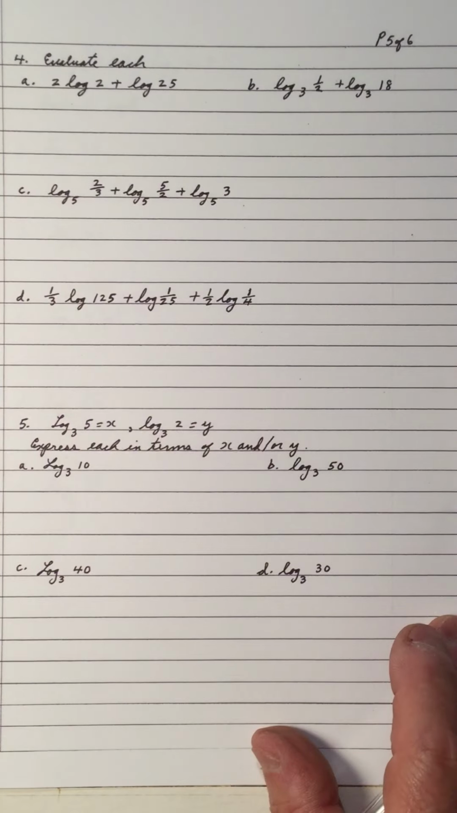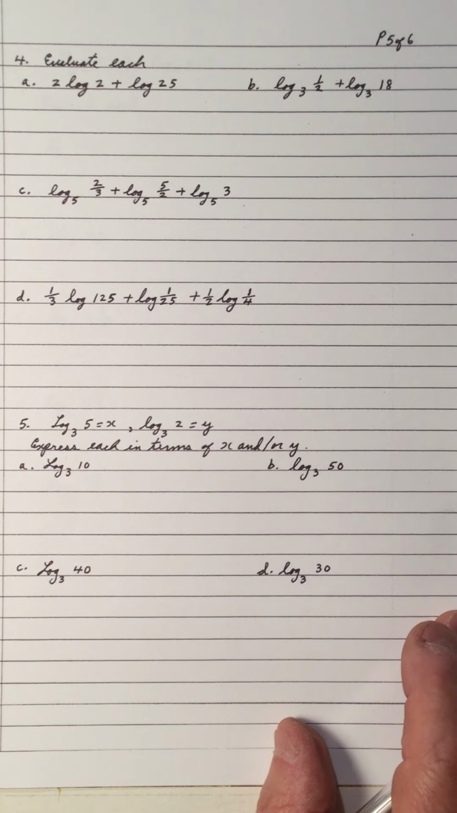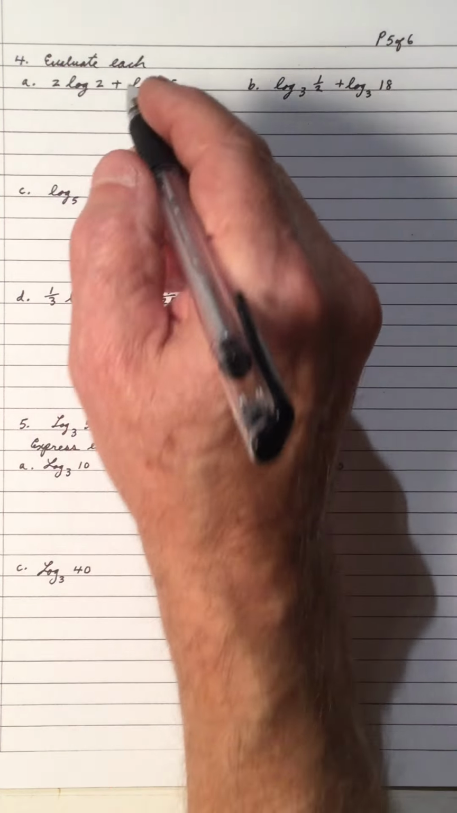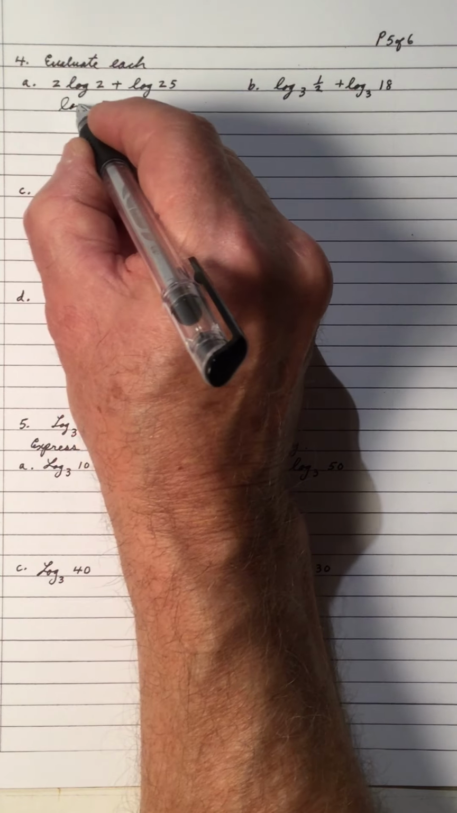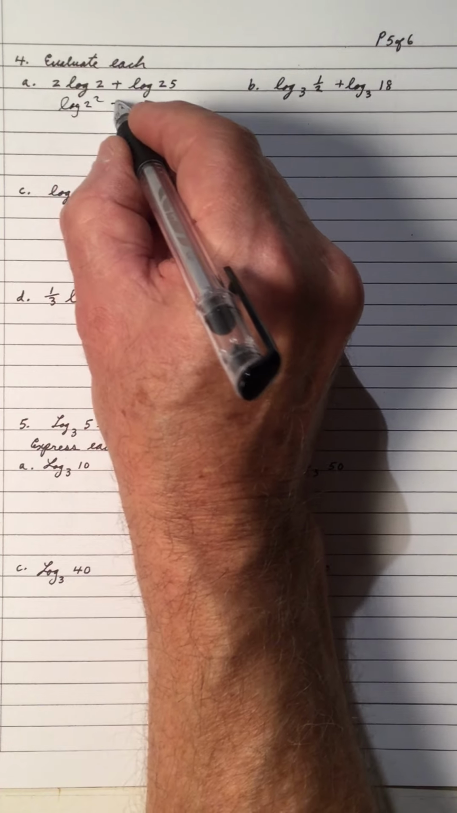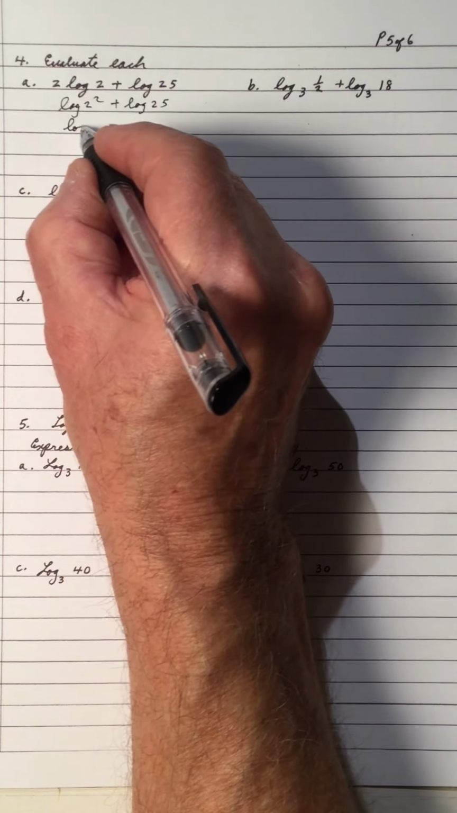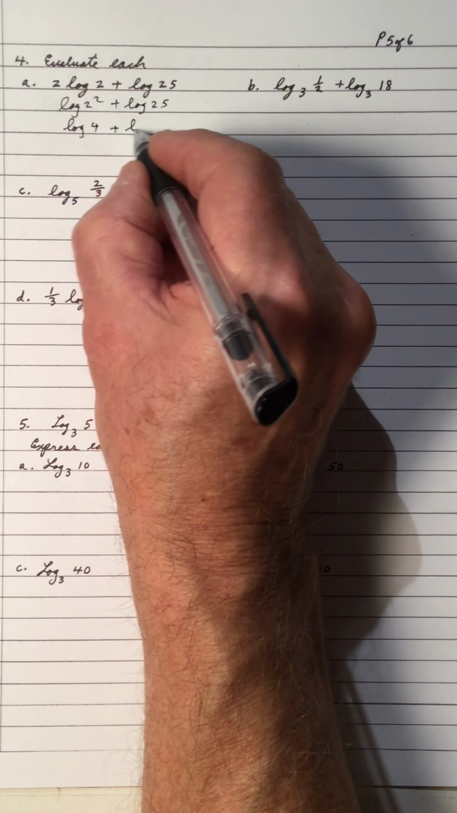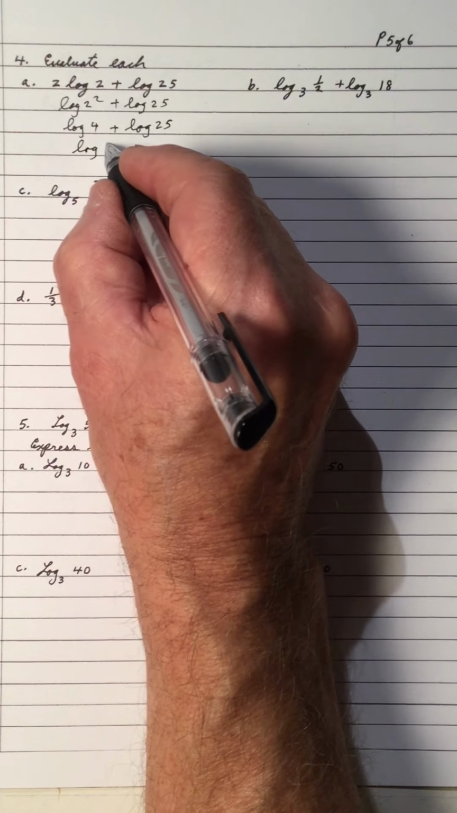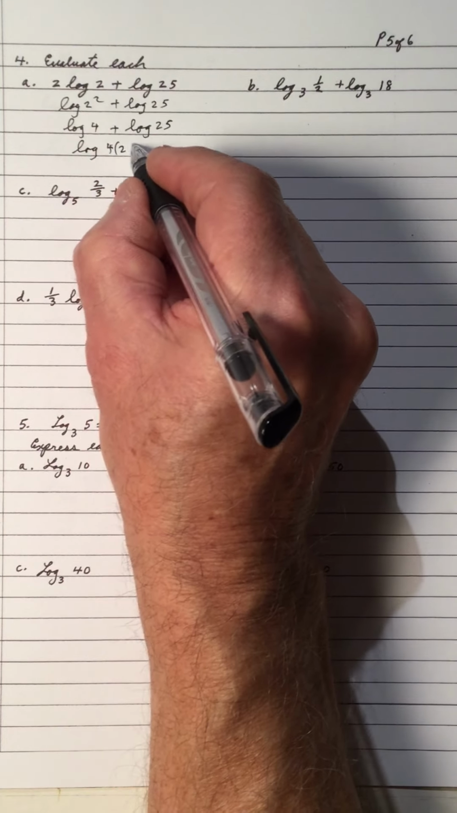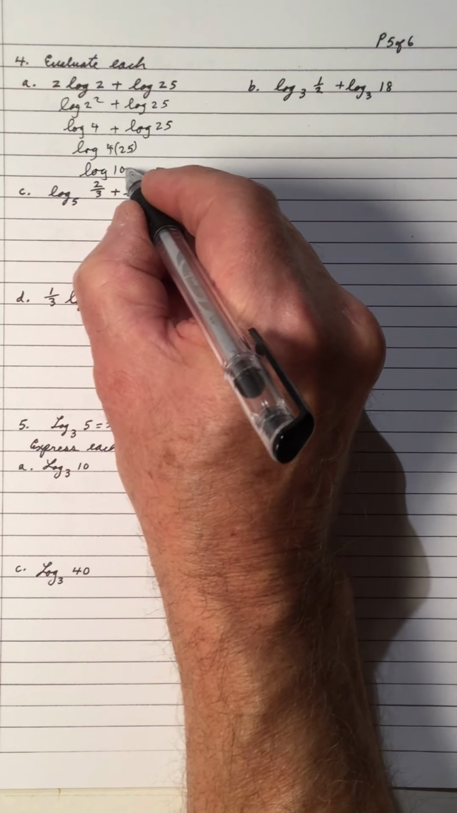Okay, let's do some more. Evaluate each. Evaluate means find. To evaluate is to give a value. So the sum of two logs, we move the power first, so it's 2 squared, and 2 squared is a 4. So each log is simplified. The sum of two logs is the log of the product.